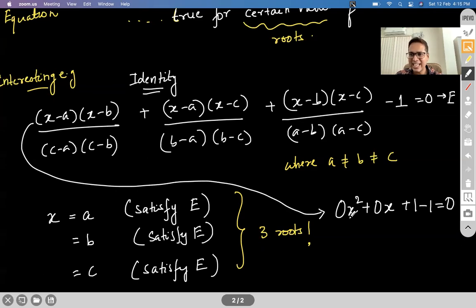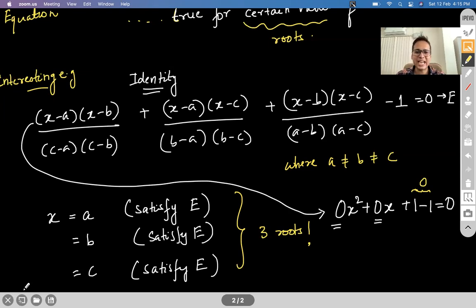So whether you put a here or b here or c here or any other value, it's going to become a 0 because there is a 0 sitting in front of it. And of course, this will ultimately also become a 0. That's why 0 is equal to 0 is happening, which is a universal truth. Okay. So now I'll give you an example.